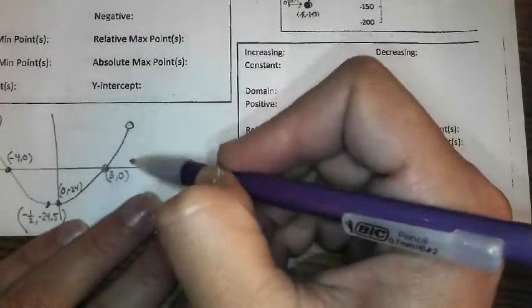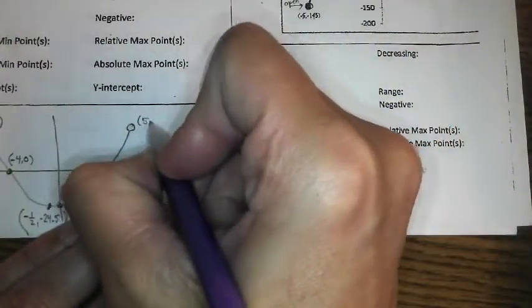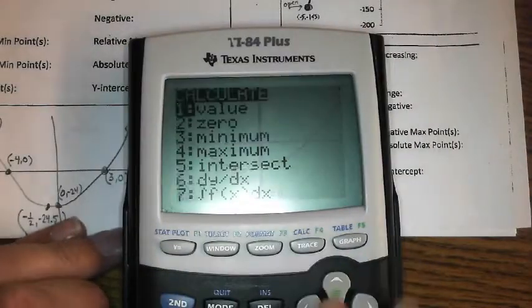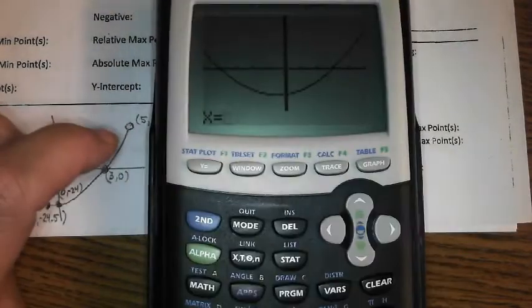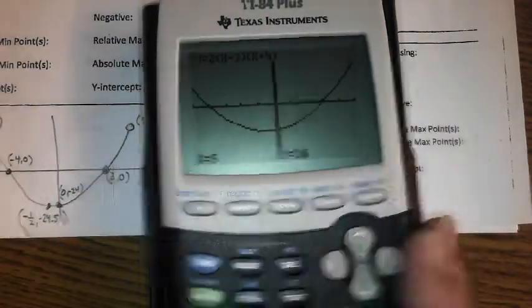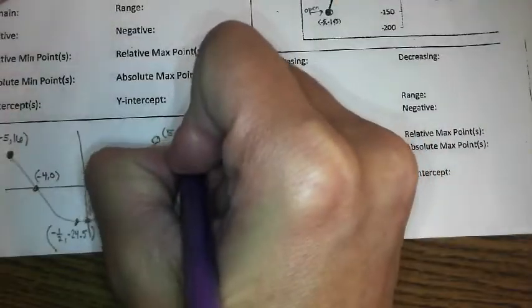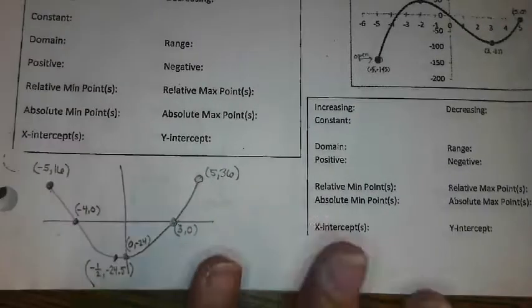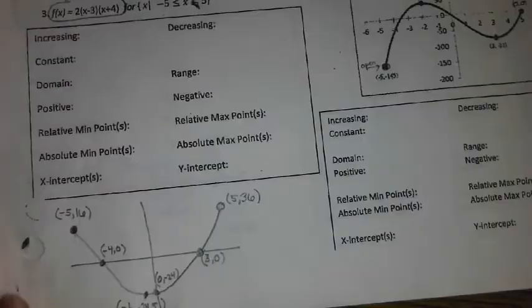And finally, this at 5 comma something is where my graph is ending. 5 comma what? So second trace, value, x equals 5. The y coordinate that goes with it is 36. Okay. Like I said, I would get all that on paper first and then hit up filling in.